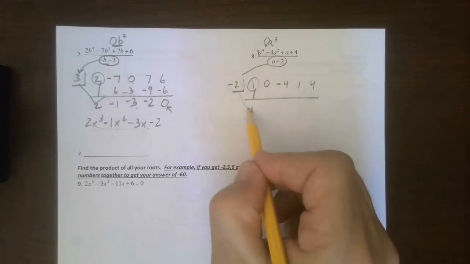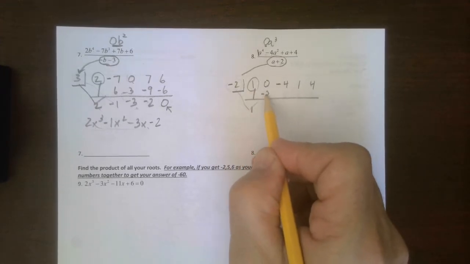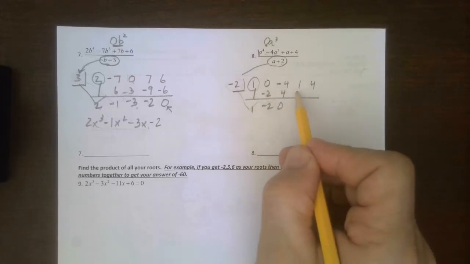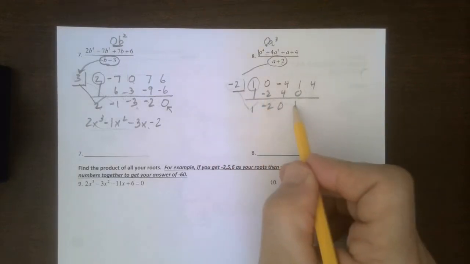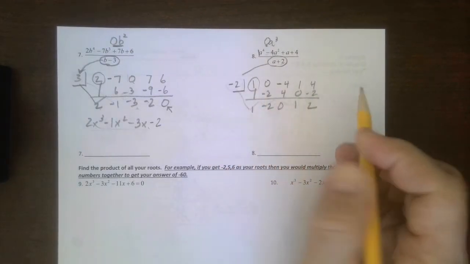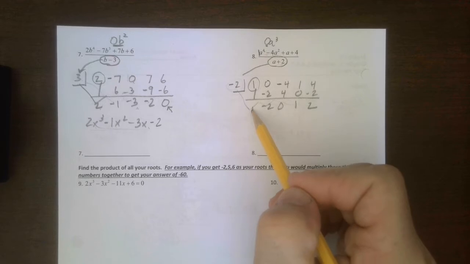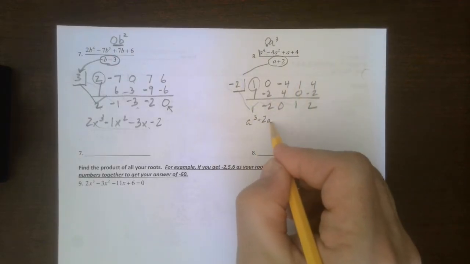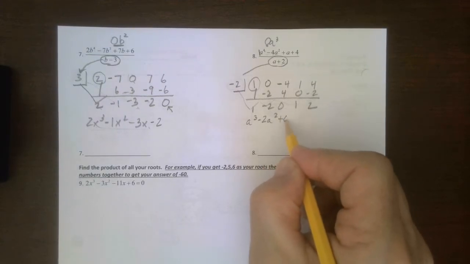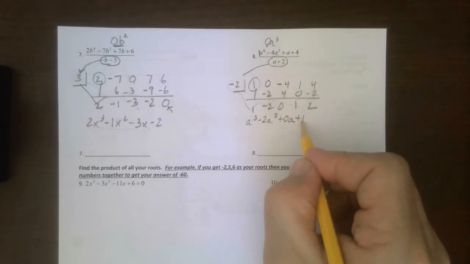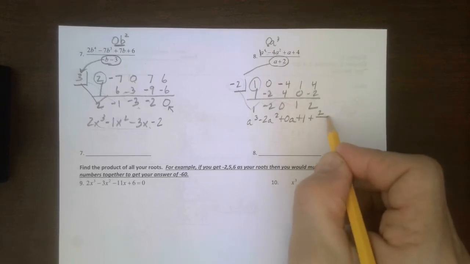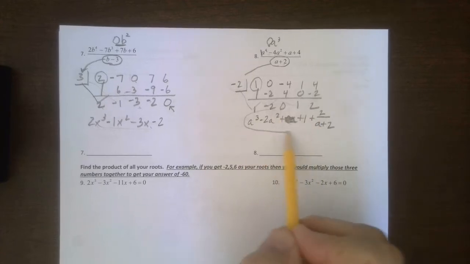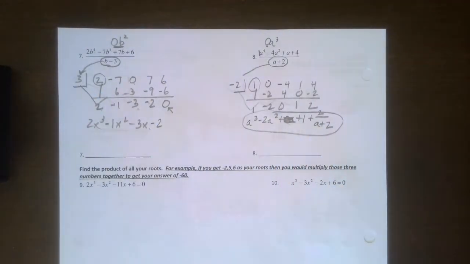Drop the first item down, multiply, add, multiply, add, multiply, add, multiply, add. Because the highest power is a 4, this will drop down to a cubed. So that's going to be a cubed minus 2a squared plus 0a plus 1, and then plus remainder, 2 over a plus 2. That wouldn't be part of your answer, really, but that would be your final answer.